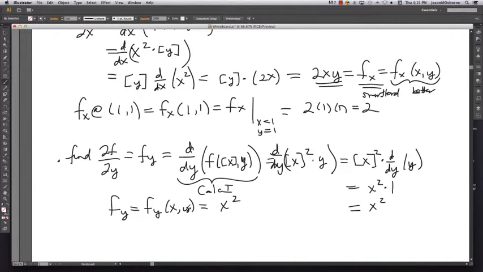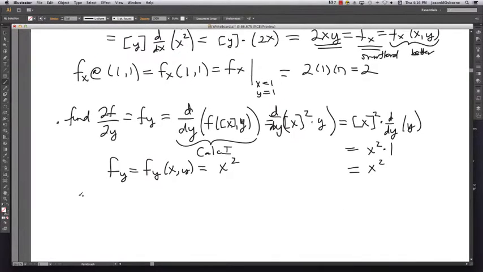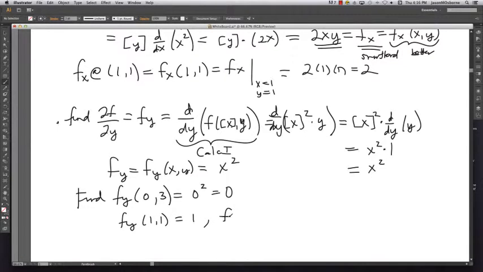This function, x squared, happens to be missing the variable y, so it's not really a function of it, but it could be a function of x and y, like in the previous case of f sub x. And now I could follow that up and say, find f sub y evaluated at 0, 3, in which case you would get 0 squared, which is 0, or I could say f sub y at 1, 1, and that would be 1, or f sub y at 3, negative 2, in which case you would get 9. So all these examples.